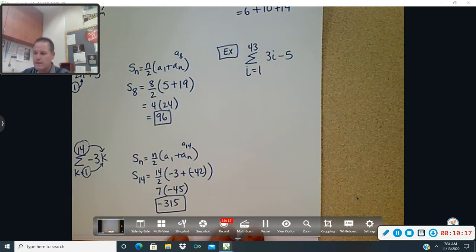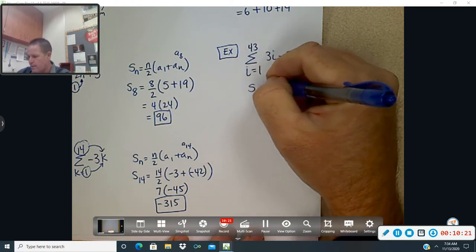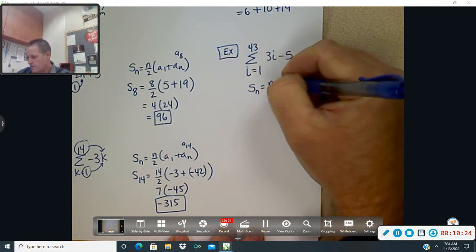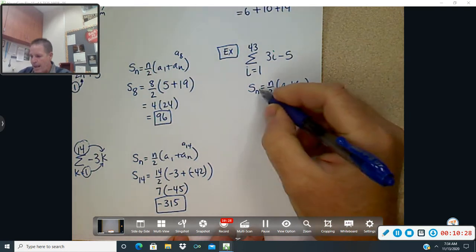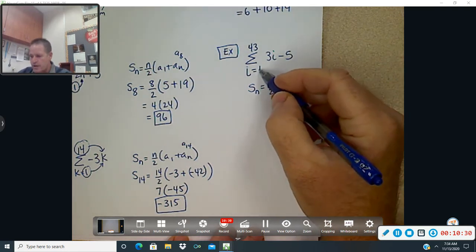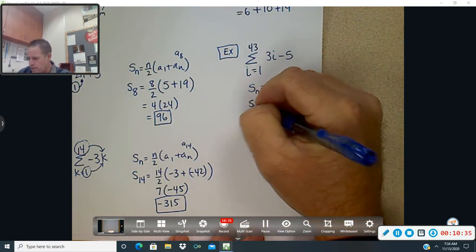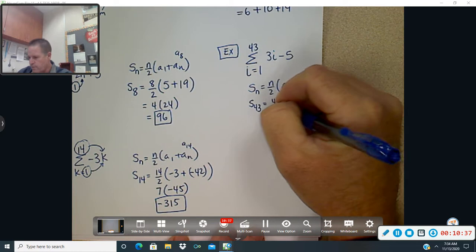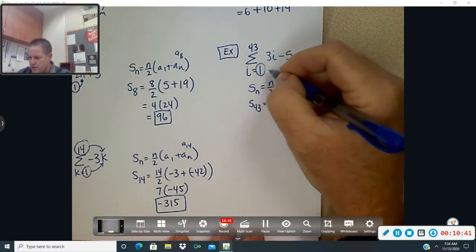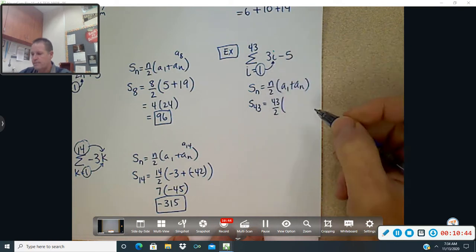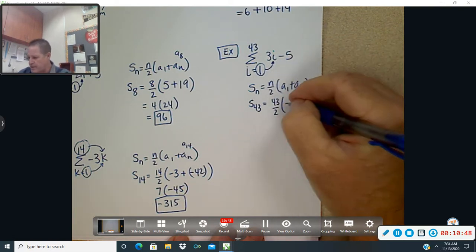the geometric section. Okay, so we're going to use the arithmetic sum formula, S sub n equals n over 2 times a sub 1 plus a sub n. Here n is the number of terms. How many terms are there going to be? If you're going to plug in 1 through 43, there's going to be 43 terms. So it equals 43 divided by 2 times the answer to the first term. You get the answer to the first term by plugging in 1. 3 times 1 is 3. 3 minus 5 is negative 2.